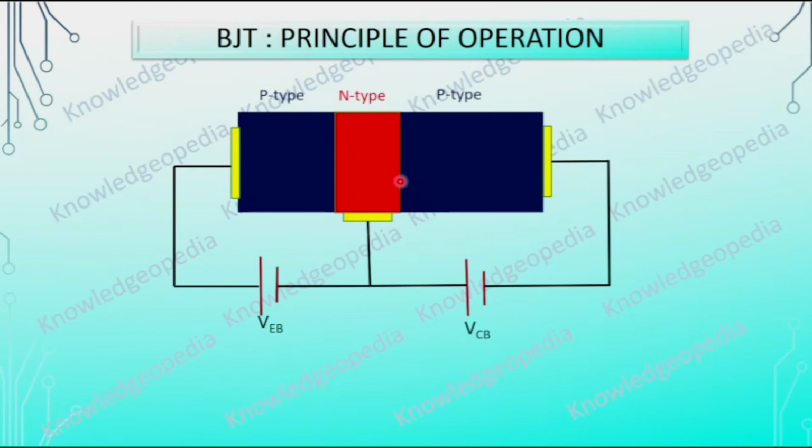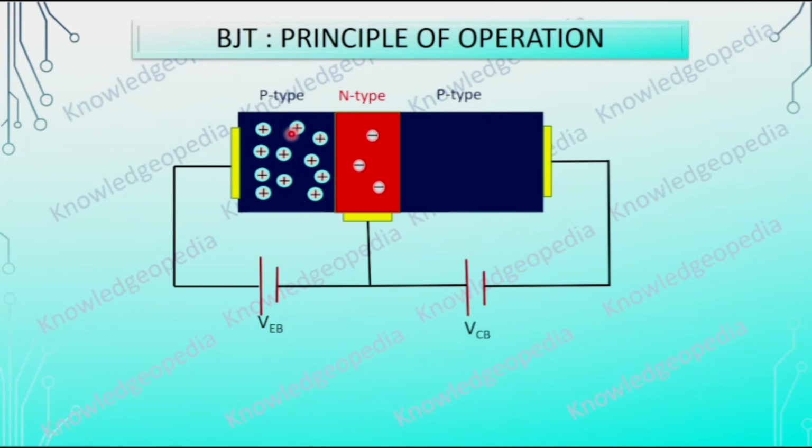VCB is the voltage applied to this collector base junction. Now holes are the majority carriers in a P-type semiconductor, and here the emitter is a P-type semiconductor, and this emitter base junction is always forward biased. So when this is forward biased, these holes will move to the base region, and we have electrons, which are the majority carriers in an N-type semiconductor.